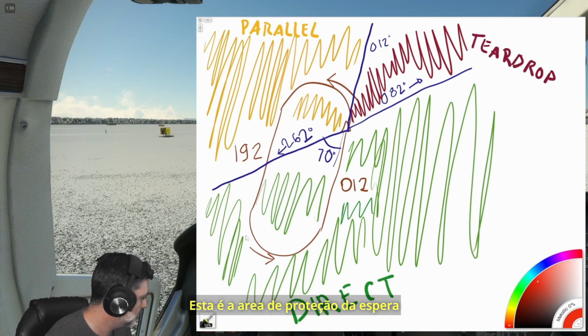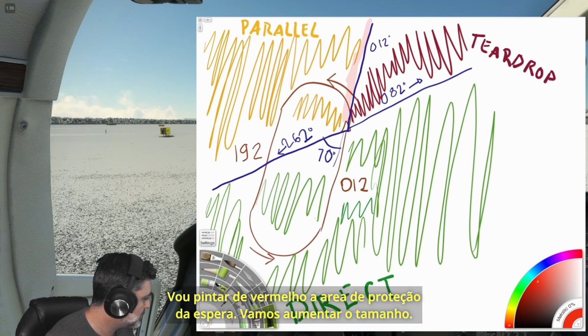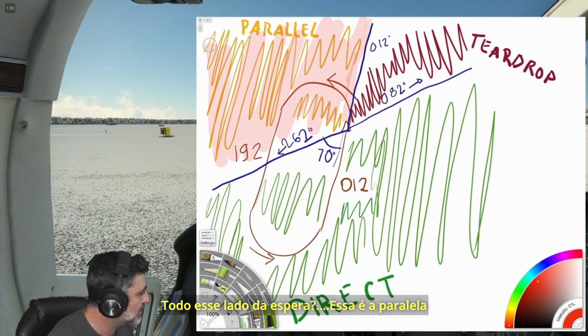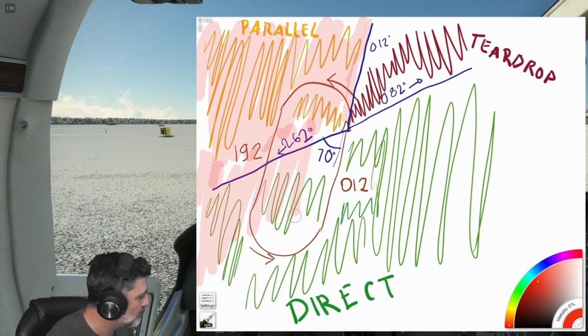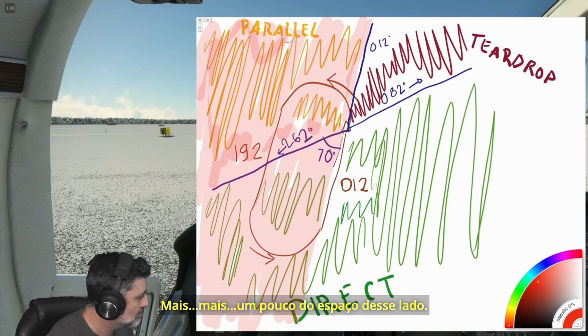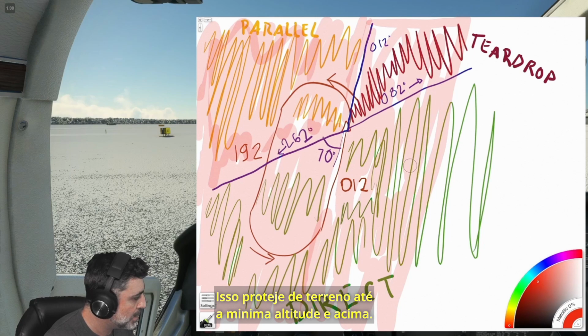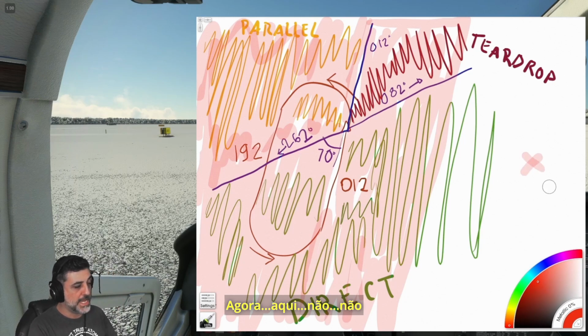this is the protected area of the hold. I'm going to draw in red over the protected area of the hold. This whole side of the hold, and you're like, no, that's the parallel. Well, no, because I'm not stopping there. From the inbound towards the hold, this entire airspace here, plus a little bit of the space on this side, so that you can get it wrong, you can wander off the hold a little bit, is protected from terrain at the minimum hold altitude and higher. Now, over here, no.